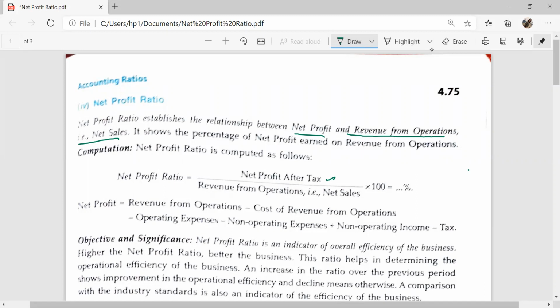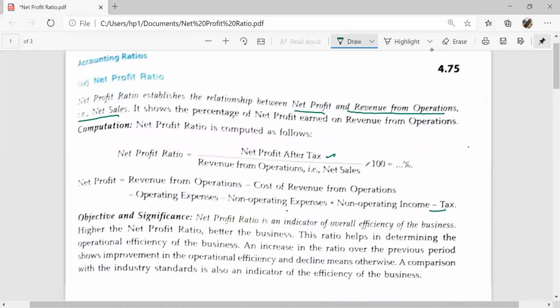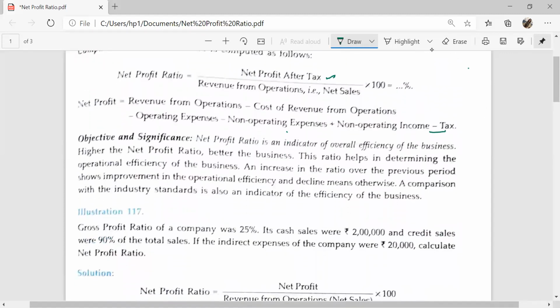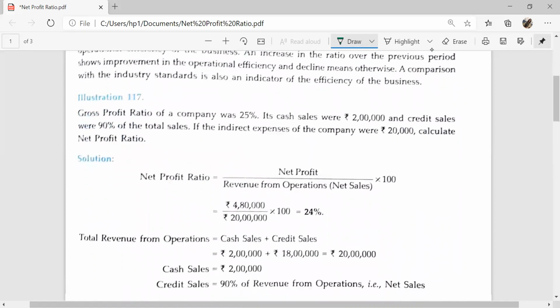And net profit is calculated as follows: revenue from operations minus cost of revenue from operations minus operating expenses and non-operating expenses, and add non-operating and operating incomes minus tax. And the net profit ratio is an indicator of the overall efficiency of the business, and higher the net profit ratio, better the business. Let us discuss some questions related to it.